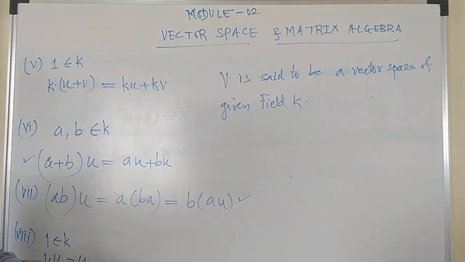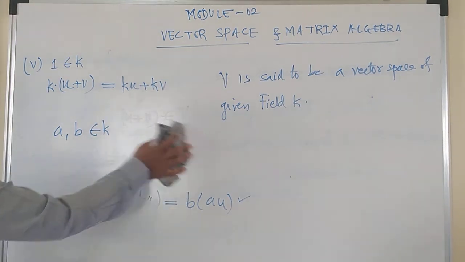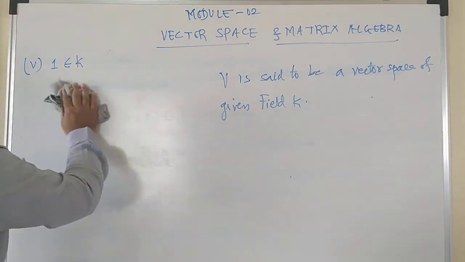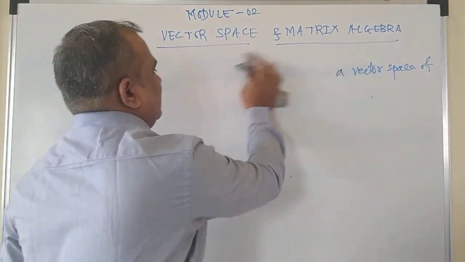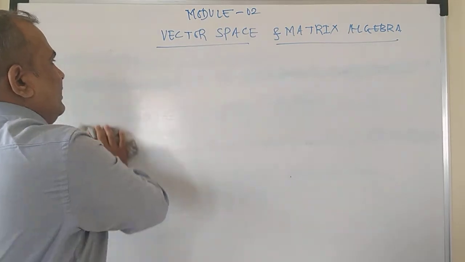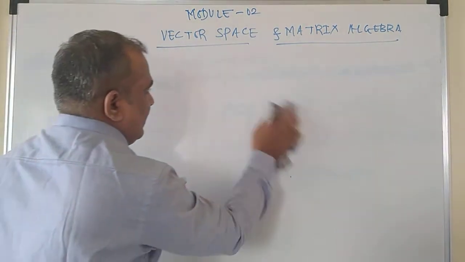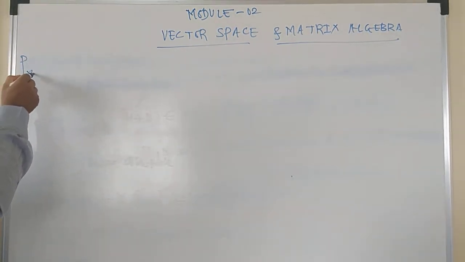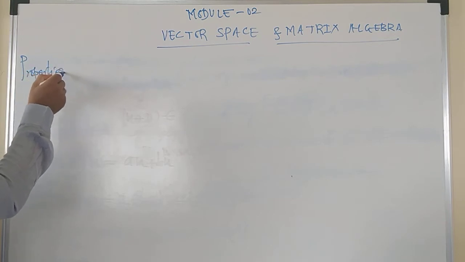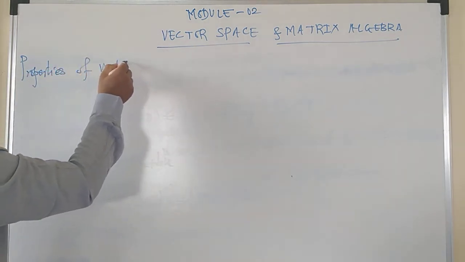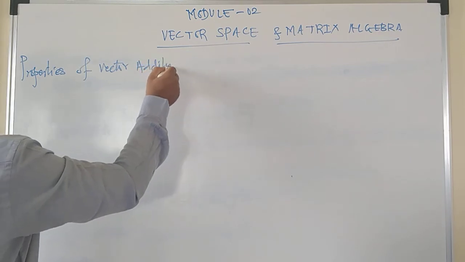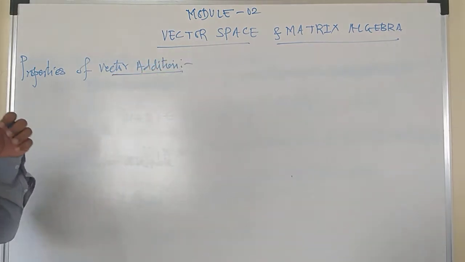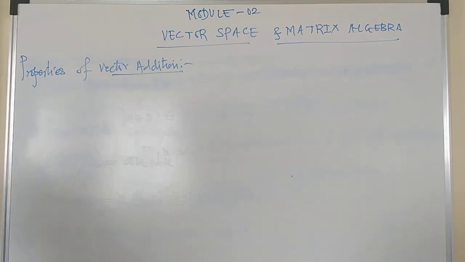There are some properties of vector addition. Let's go for those properties, and once the properties are finished, then we'll see one example based on the vector space. So the properties of the vector addition. All these properties are very simple, which are followed by simple algebraic rules only.